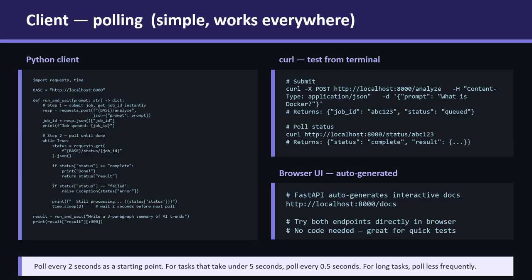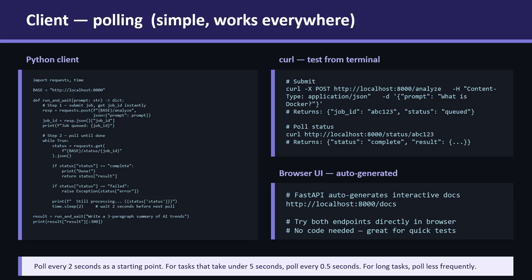When the status field is complete, it returns the result. When the status is failed, it raises an exception. The curl test on the right side lets you verify both endpoints from the terminal without writing any code. Submit the job with the first command. Get the job identifier from the response. Then pull the status endpoint using that identifier.